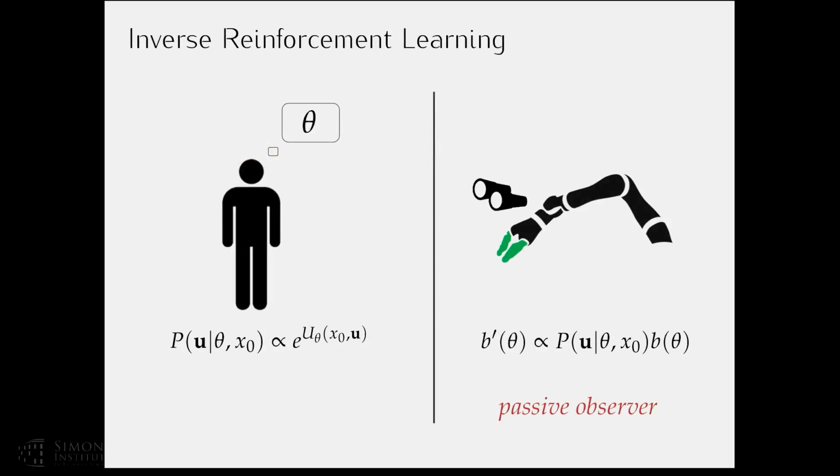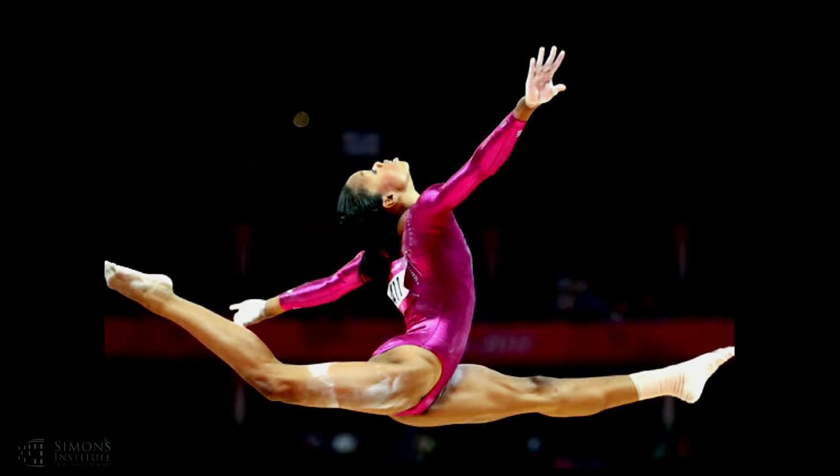The second assumption is a little weird, but essentially when we're doing inverse reinforcement learning, we're implicitly asking people to behave like uninterested experts. Here's what I mean by that. We're asking people to behave optimally according to their theta. And that's a little bit like trying to learn gymnastics by watching Gabby Douglas.